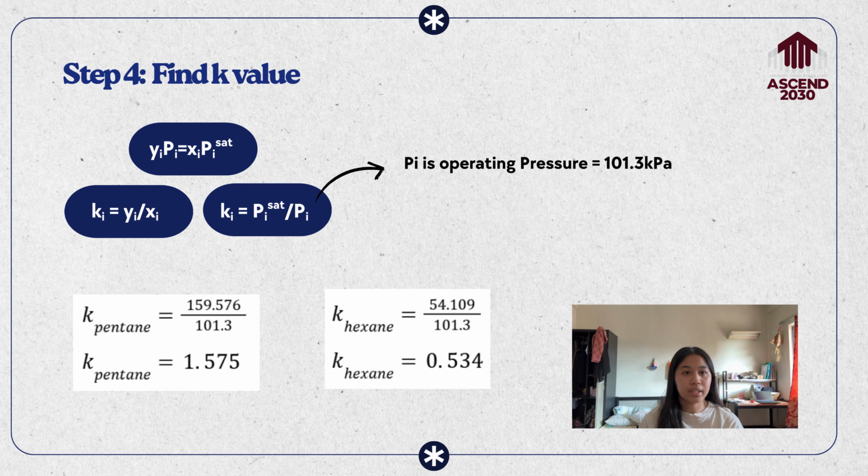And it can also be calculated using K equals P saturated over operating pressure, which is 101.3 kPa, which originally comes from the equation above: the mole fraction of vapor multiplied by the pressure equals the mole fraction of liquid multiplied by P saturated. So for pentane, the K we obtain is 1.575, and for hexane, the K that we obtain is 0.534. This K value will be used in the next step to calculate the moles of liquid and vapor.